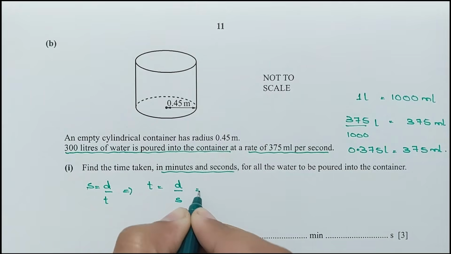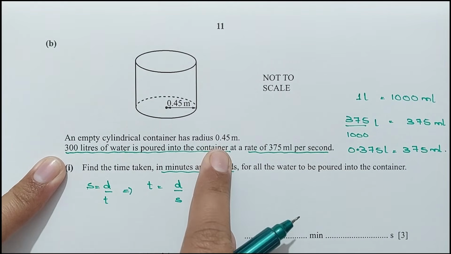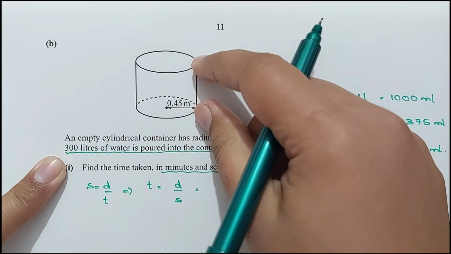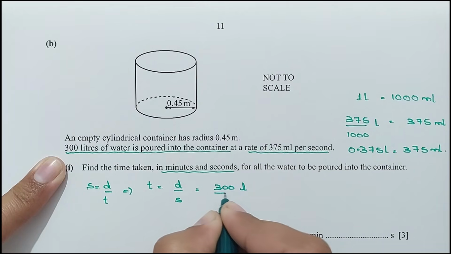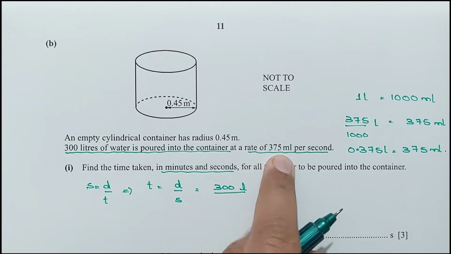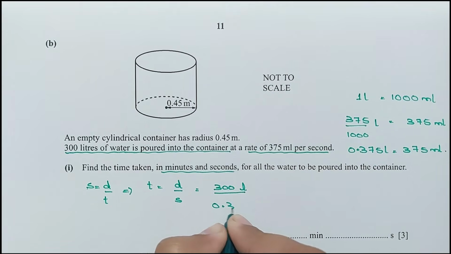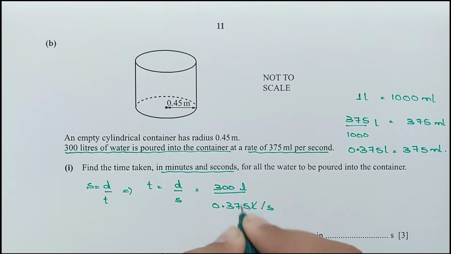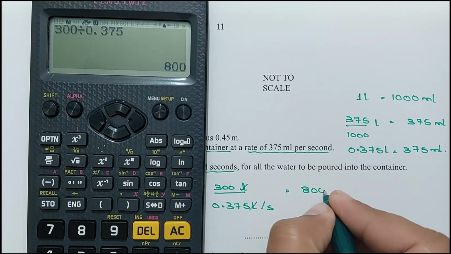So in this case, the distance we are using is 300 liters of water poured into the container, right? So this would be our distance, 300 liters. And the speed, at this rate, is 375 milliliters, which is 0.375 liters per second. Liters cancel with liters, and we are just left with seconds. So 300 divided by 0.375 is 800 seconds.